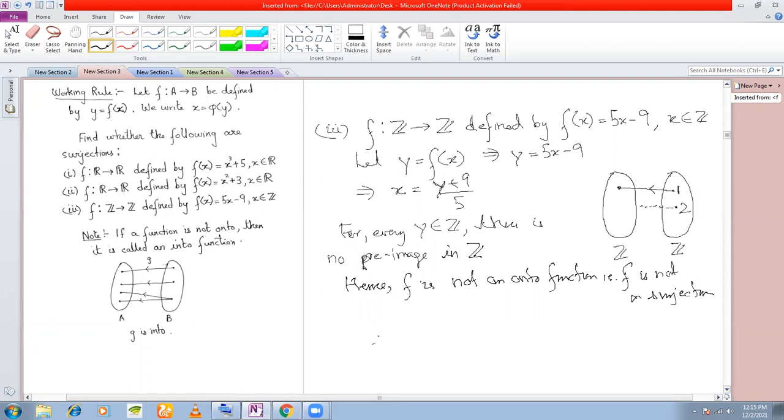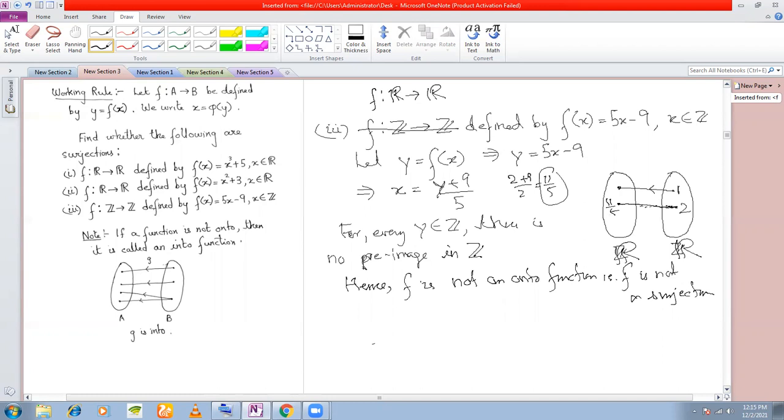However, if I now change the definition of this function, suppose I give you f: R to R instead of f: Z to Z, the same function but with sets A and B changed to real numbers, will it be surjective? Yes, in that case it will be surjective, because if you put 2 here, (2 + 9)/5 is 11/5, and 11/5 is real. So 2 will now have a pre-image, which is 11/5, if I change the definition from Z to R.